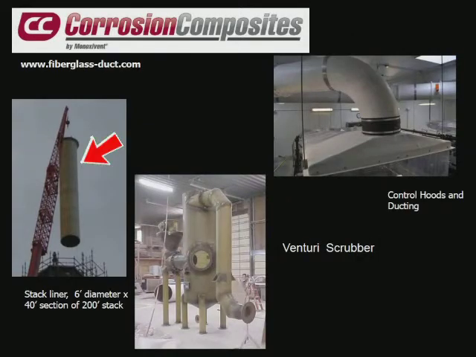Here we're looking at a stack liner on the left-hand side. That's a 6-foot diameter stack liner. It's one section of a 200-foot tall stack. And here we had some old 1950s concrete and brick stacks that they had to modify because they went to burning high sulfur coal and put in a sulfur scrubber.